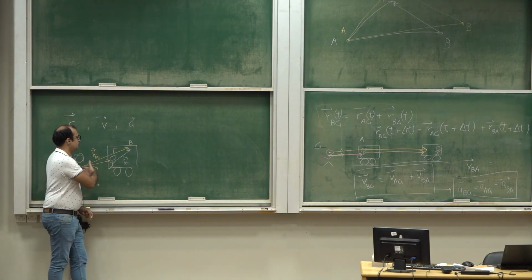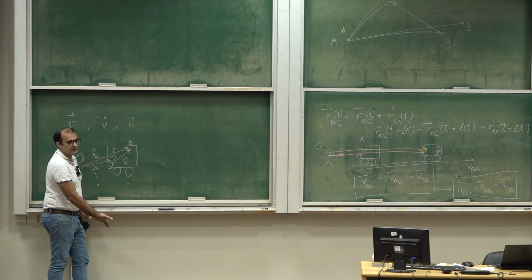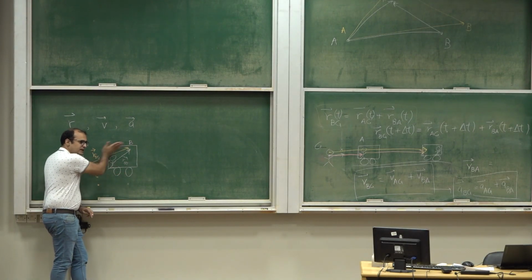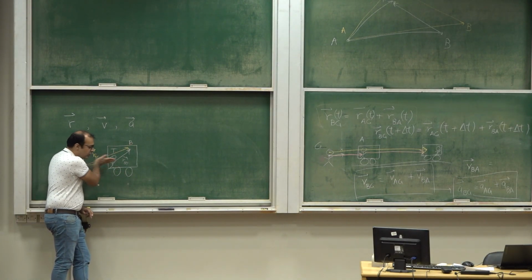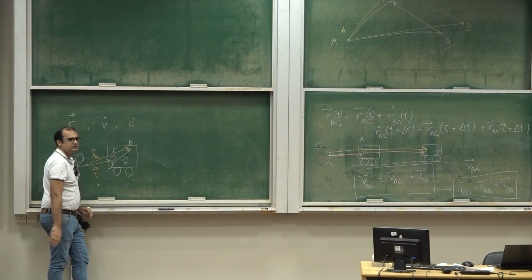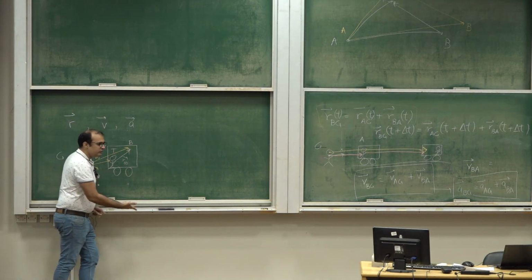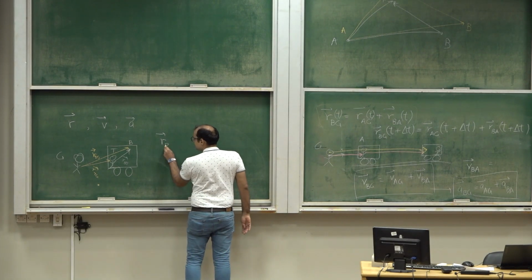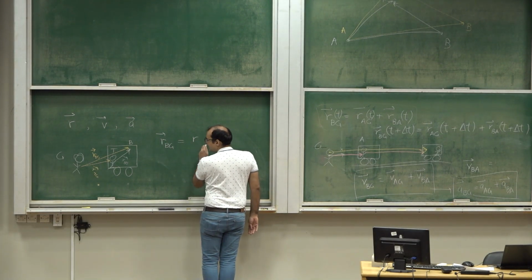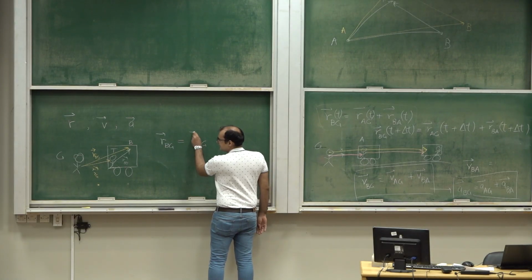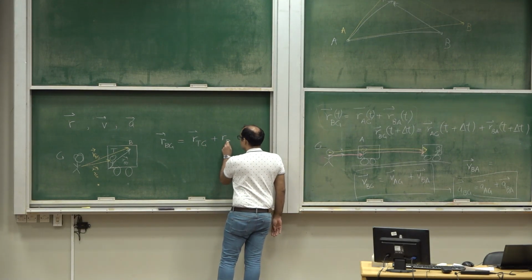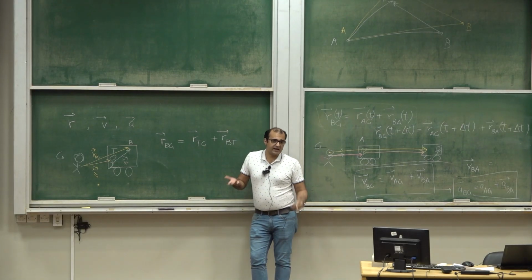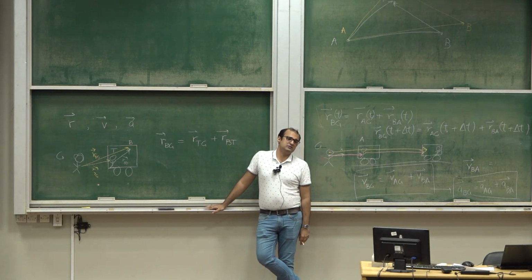As the train moves, these arrows of course keep on changing. But the relationship between them is always true. You have this big yellow arrow equals this small yellow arrow plus this white arrow. Write it down. R_BG equals R_TG plus R_BT. Again, don't memorize this. Always draw this diagram to actually visualize what's going on.